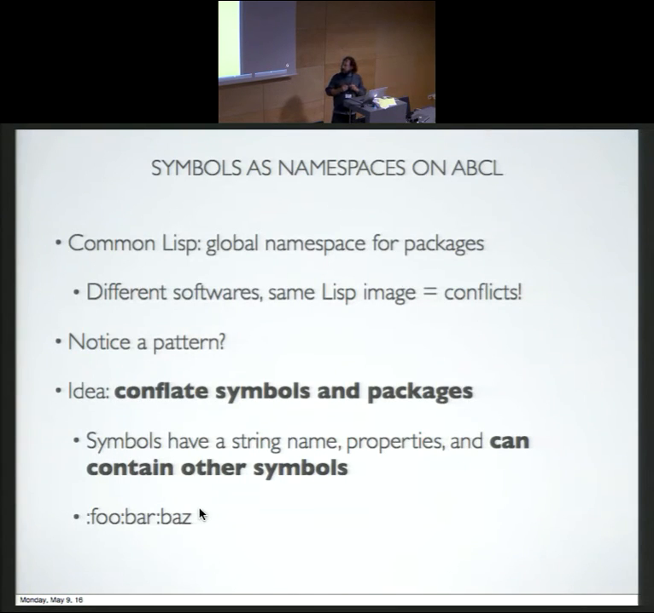We include lots of different code, and packages live in the same namespace, and there is a risk of conflicts, especially with short nicknames. So do you notice a pattern? One idea I had as an experiment is to conflate symbols and packages in the same data structure. So to have a new type of symbol, which has a string name, properties, and can contain other symbols. So you can have a symbol baz inside the symbol bar, inside the symbol foo, inside the root.